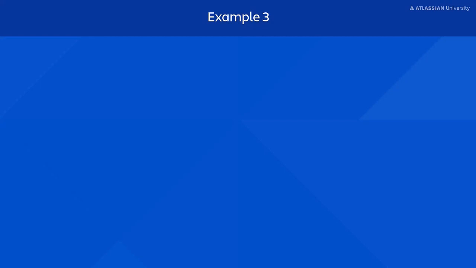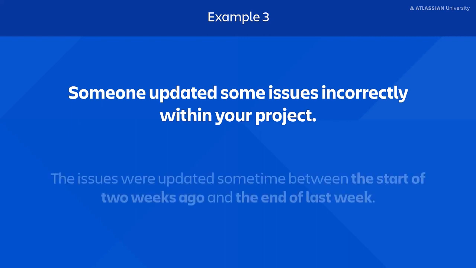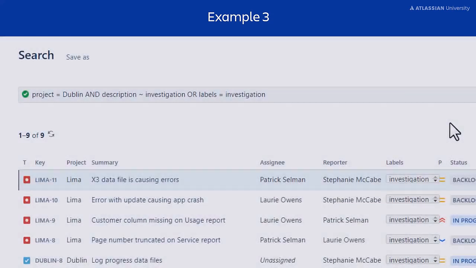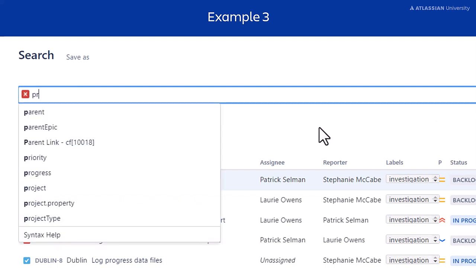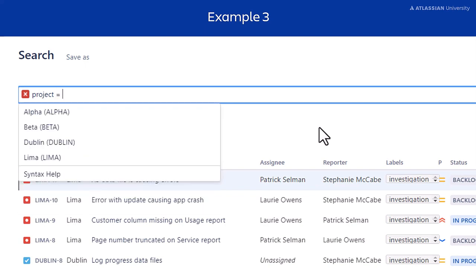Let's try another example. Let's say someone updated some issues incorrectly within your project. You don't know who it was. You only know the issues were updated sometime between the start of 2 weeks ago and the end of last week. Clear your JQL text box. First, we need to define the project we're searching in. Type Project. Use the equals operator and then select the project Lima.